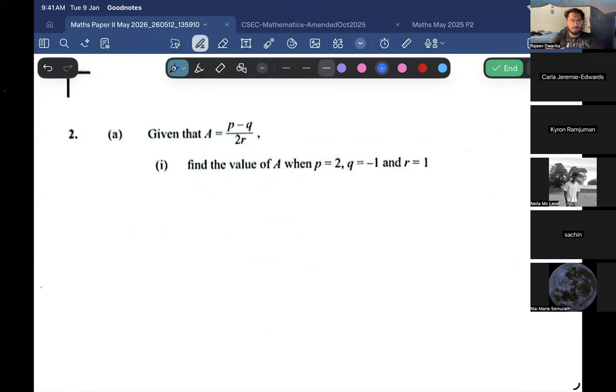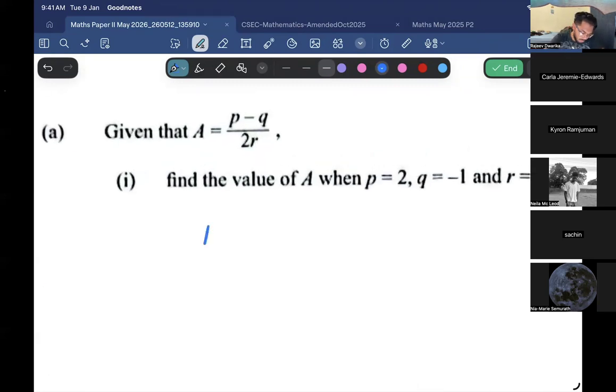Given that A is equal to P minus Q over 2R, find the value of A when P is equal to 2 and Q is equal to -1 and R is equal to 1. Tell me what to do. So you could substitute the value. So A is equal to 2 minus -1.